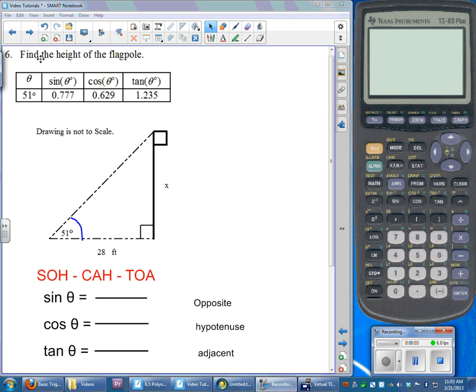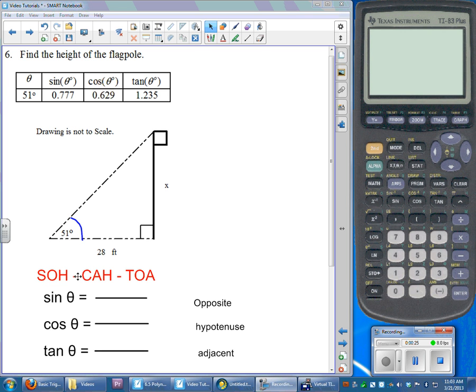Here we go. We're going to try and find the height of the flagpole. In this diagram below, we can see that the flagpole here is marked as side X, or of length X. We also know this side down here is 28 feet, and we are given the value of one of the angles of this triangle as 51 degrees.